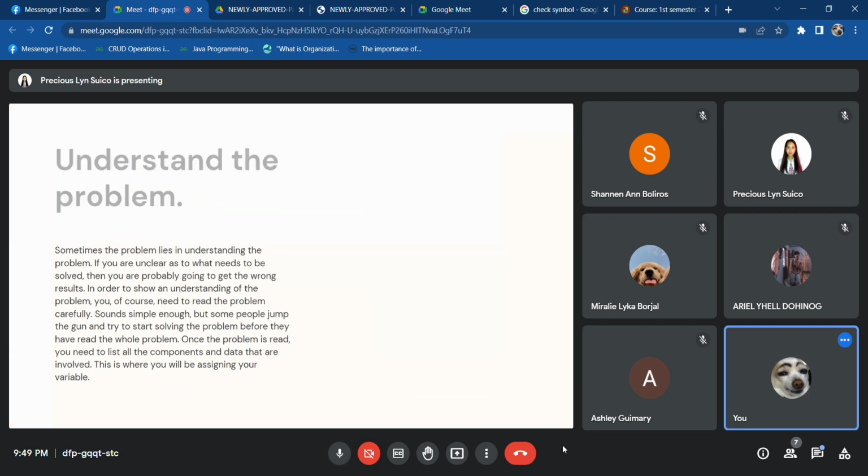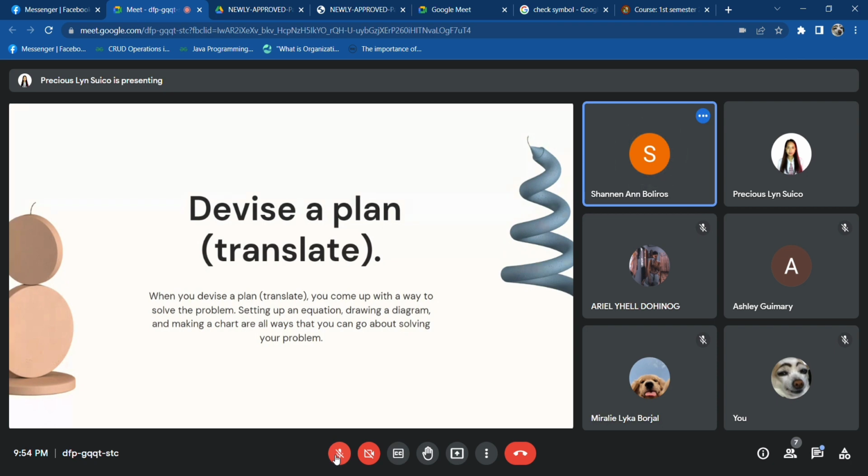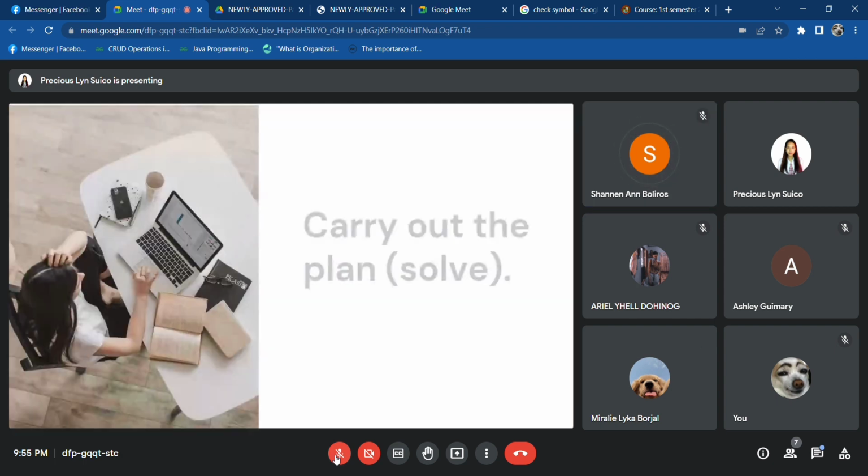And the second step is to devise a plan. In programming, we also have the problem analysis. After the problem has been adequately defined, the simplest and yet the most efficient and effective approach to solve the problem must be formulated. When you devise a plan, you come up with a way to solve the problem. Setting up an equation, drawing a diagram, and making a chart are all ways that you can go about solving your problem.